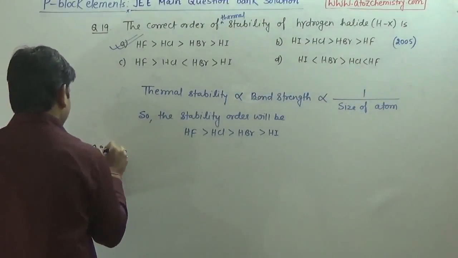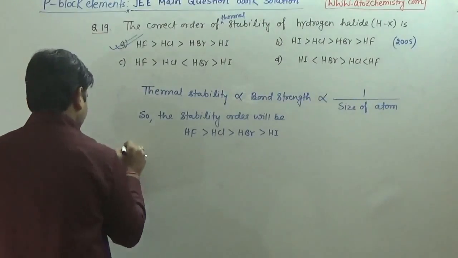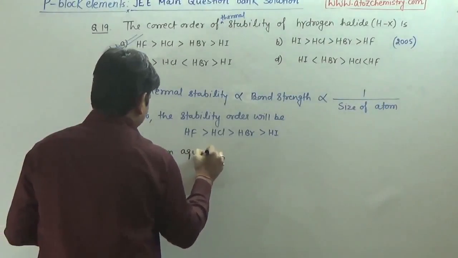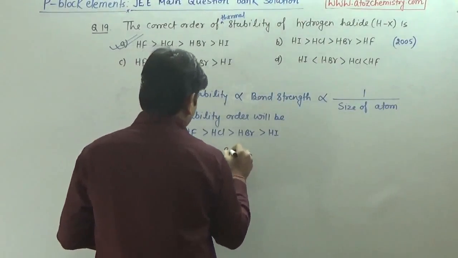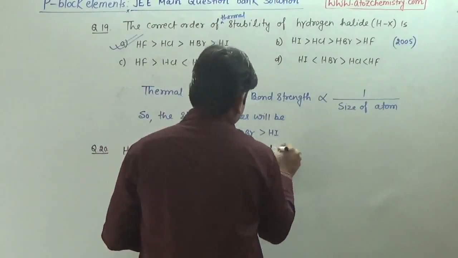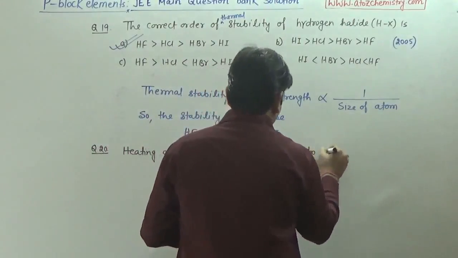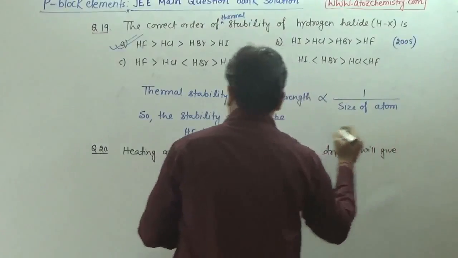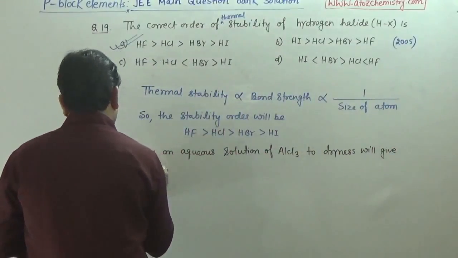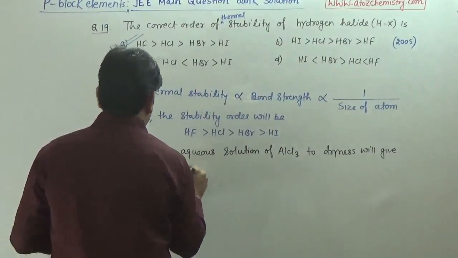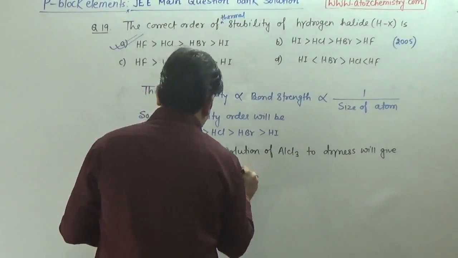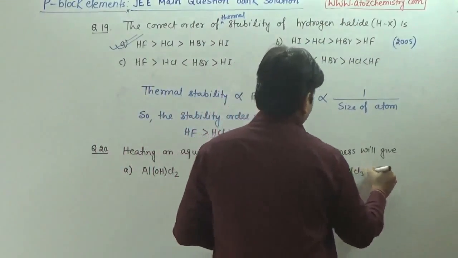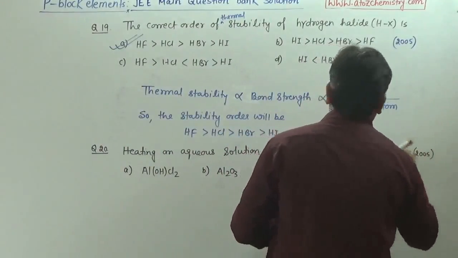Question number 20. Heating an aqueous solution of aluminum chloride to dryness will give: A option Al(OH)Cl2, B option Al2O3, C option Al2Cl6, and D option AlCl3. This was the question again asked by JEE Main in 2005.